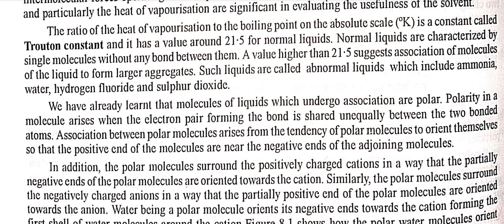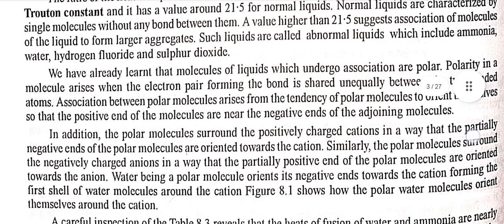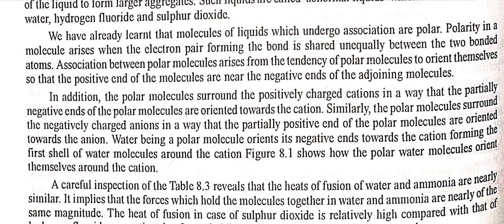In addition, the polar molecules surround the positively charged cations in a way that the partially negative ends of the polar molecules are oriented towards the cation. Similarly, the polar molecules surround the negatively charged ions in a way that the partially positive end of the polar molecules are oriented towards the anion. Water, being a polar molecule, orients its negative ends towards the cation, forming the first shell of water molecules around the cation.